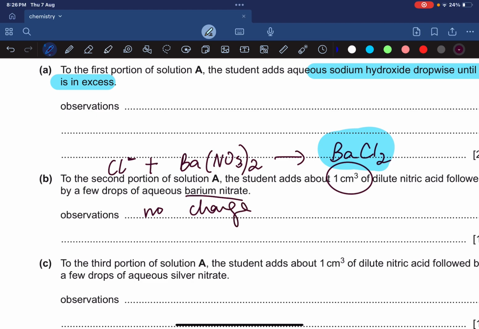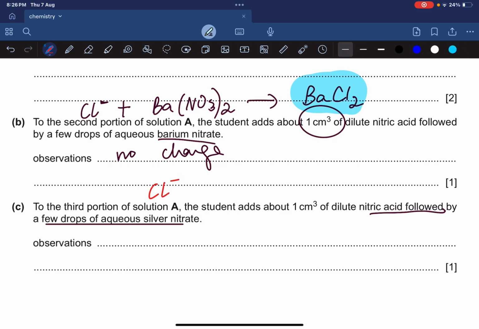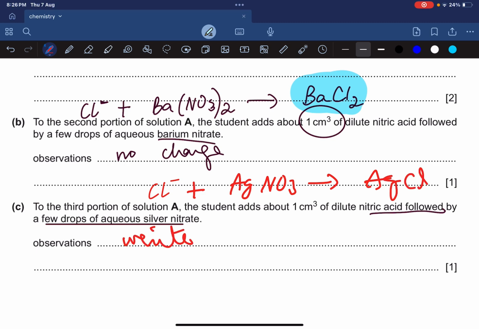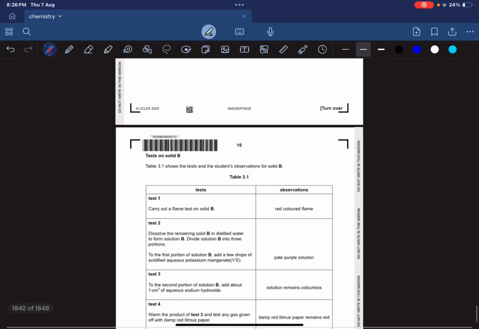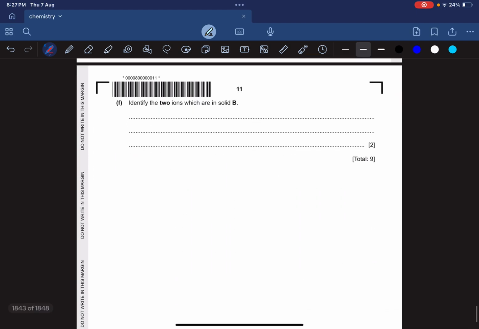Okay, to the third portion of solution A, the student adds 1 cm cube of acid followed by a few drops of silver nitrate. So now we have a chloride ion, and we're adding silver nitrate to it, AgNO3. So we're going to form silver chloride, and silver chloride is insoluble. So the observation is going to be a white precipitate, which you can copy from below. Again, we have all the tests, and you just have to copy paste. This entire question is a copy paste question.